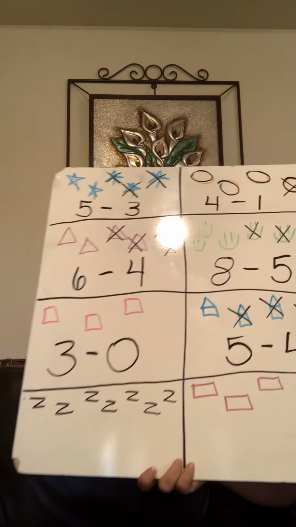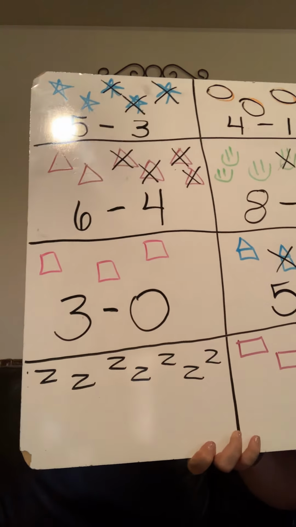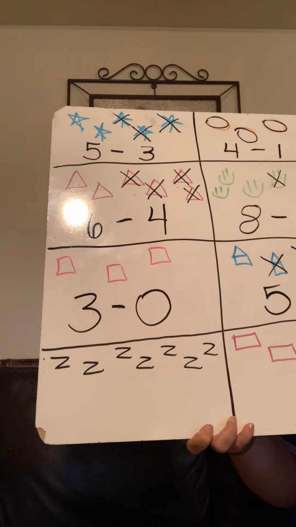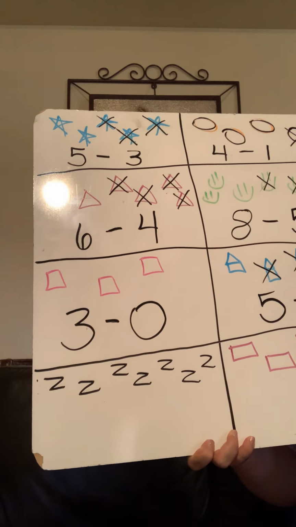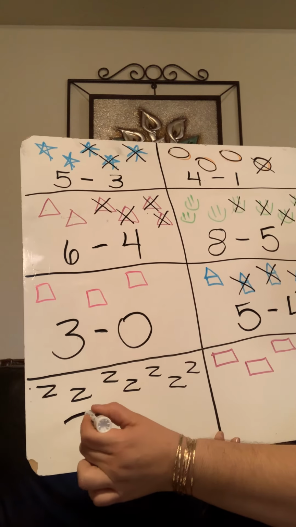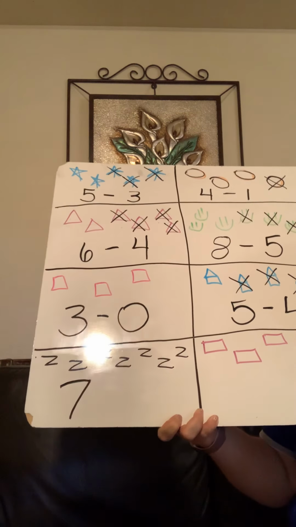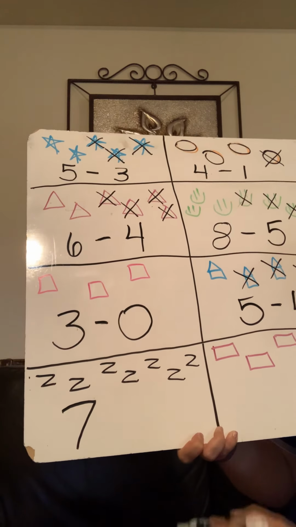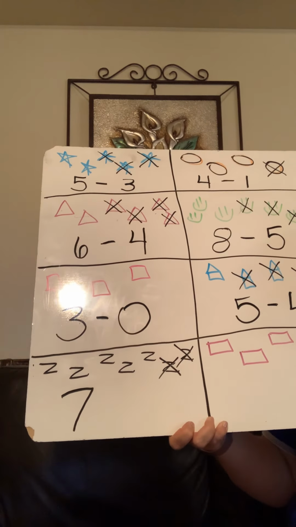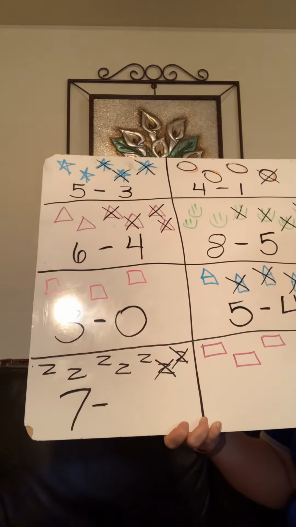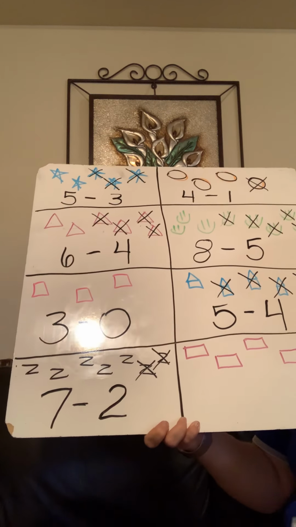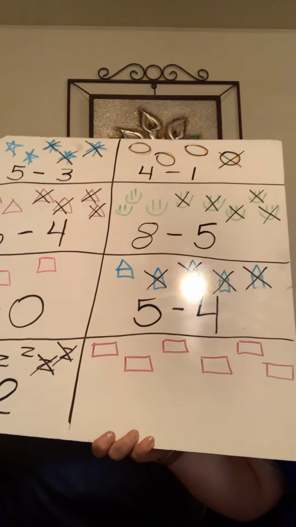Okay, let's look at the zigzags. Can you go ahead and count the zigzags for me, please? There are these ones, like the letter Z's. How many zigzags did you guys count? Yes, there are 7 zigzags. So I wrote 7 zigzags. I erased 2 of them. So what's my problem? 7 minus, how many? 2, very good. 7 minus 2.